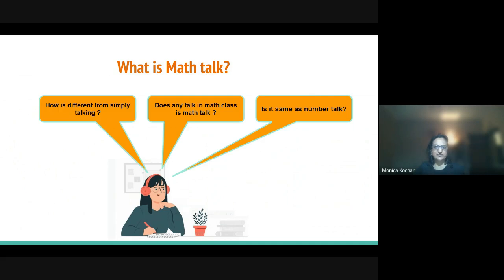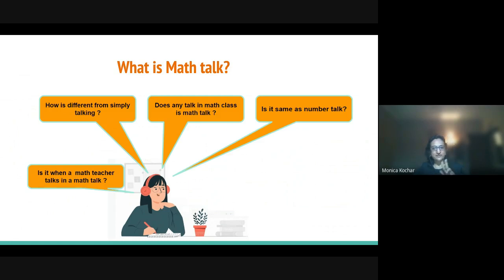So let's say the question is, what is 22 plus 23? What is the answer? Somebody says 45, somebody says 46. Okay, how did you come to that? So that is, anytime there is a conversation happening, talking math, that is math talk. Is it when a teacher talks in a math talk?